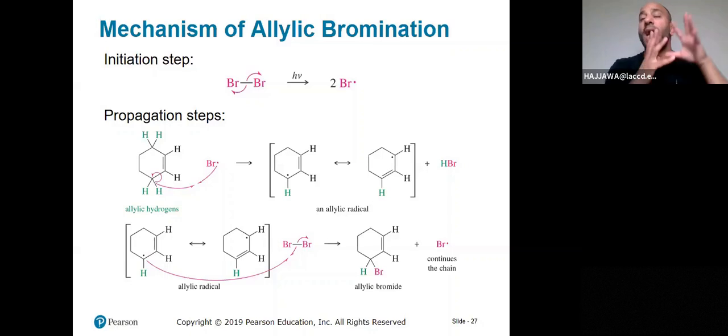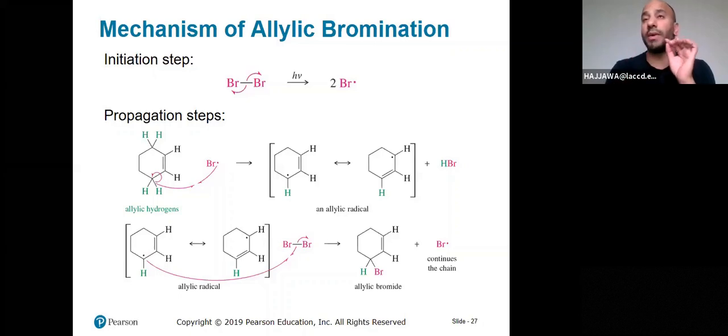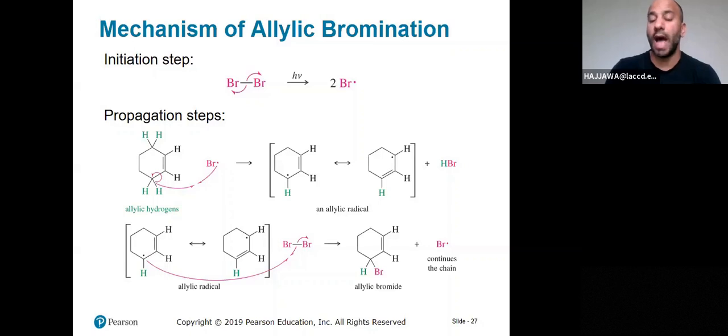In the case of an allylic halogenation, keep in mind, you don't touch the alkene; rather, you touch the allylic carbon to be the one that's going to be halogenated.